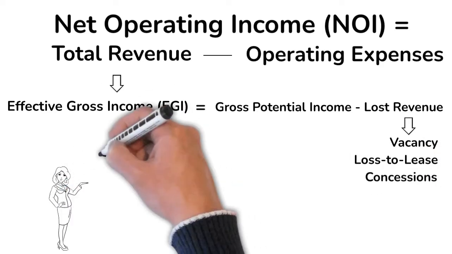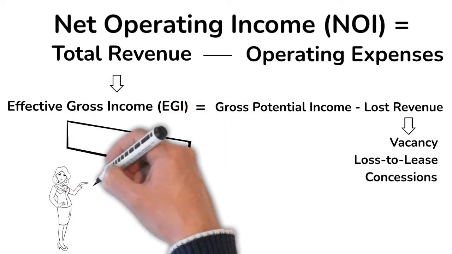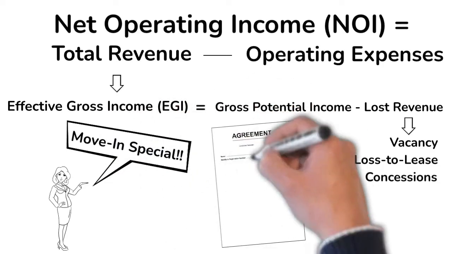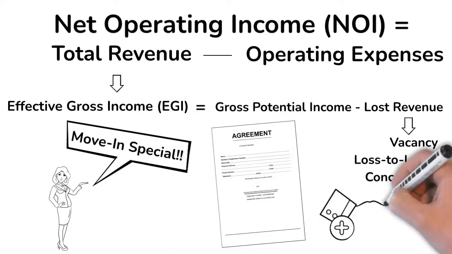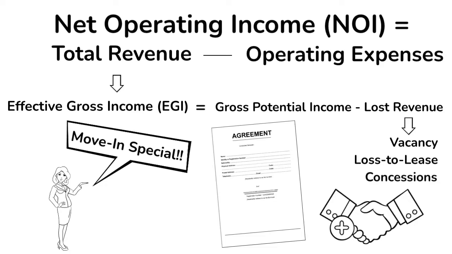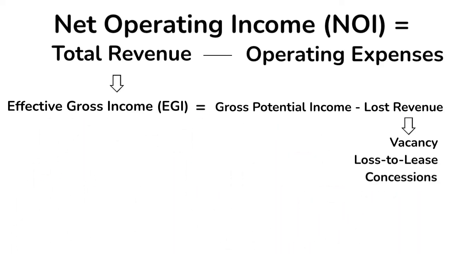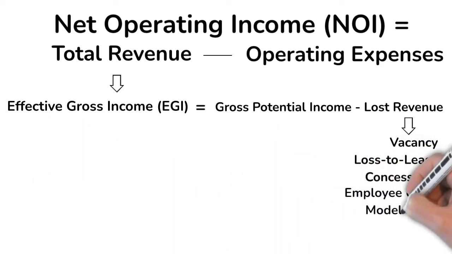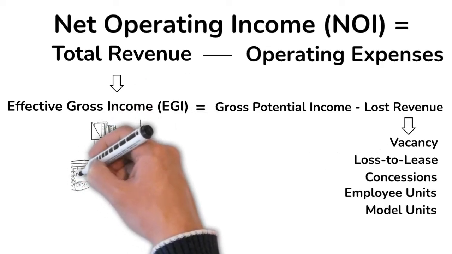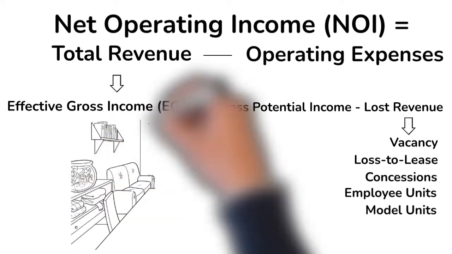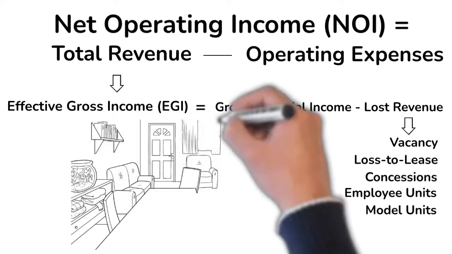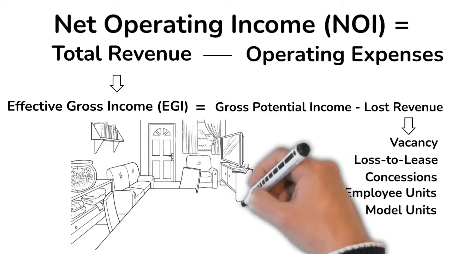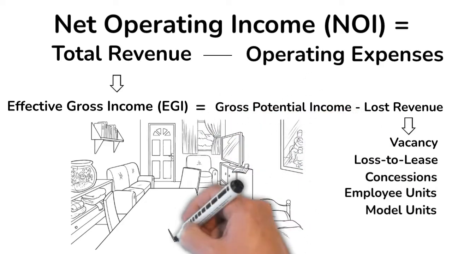Concessions are credits given to offset tenants' costs and are typically used to entice them to sign a lease. Examples include a month of free rent and waiving application or move-in fees. Employee units are units where rent is either free or reduced for an employee, which obviously reduces revenue for those units. Model units are units that are staged to show prospective tenants how nice their new home could look.